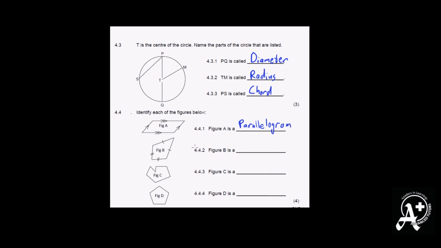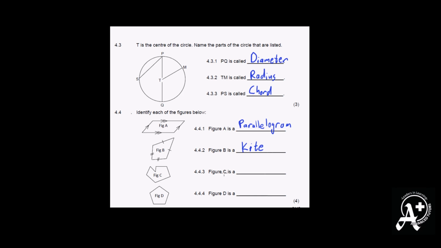If we look at figure B, we can see that we've got two sides which are equal in length and the other two which are equal in length as well. So this is a quadrilateral where we've got two sides being equal in length and the other two sides being equal in length, meaning that this would be a kite. And we can see it sort of looks like a kite which is currently upside down.